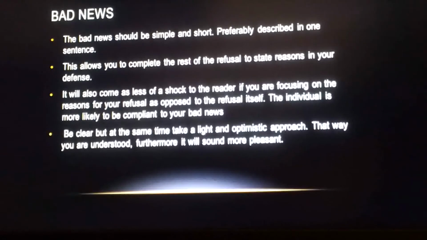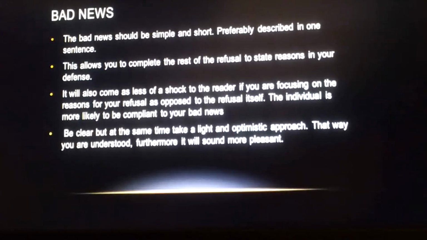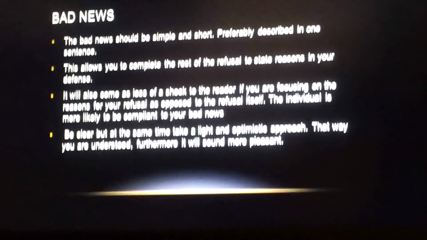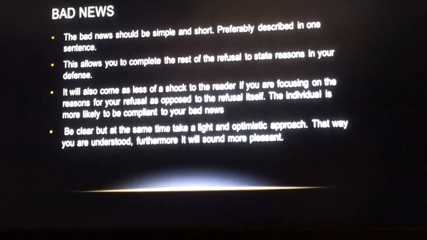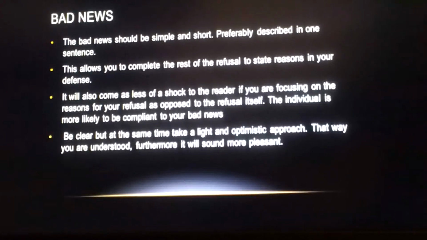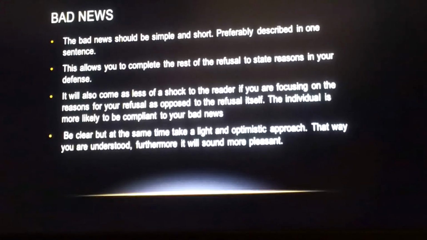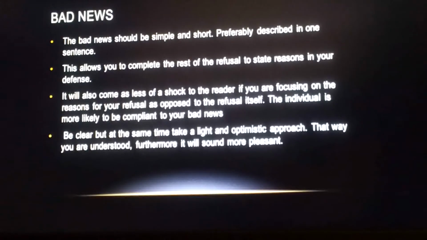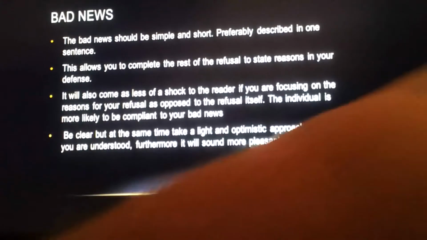So you can put your bad news in one sentence and elaborate on why you can't make their proposal. It will also come as less of a shock to the reader if you're focusing on the reasons of your refusal as opposed to the refusal itself. The individual is more likely to be compliant to your bad news. Be clear, but at the same time, take a light and optimistic approach. That way you are understood. Furthermore, it sounds more pleasant and better to read.